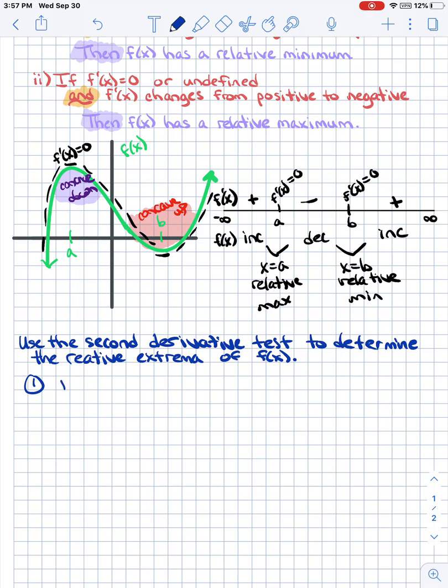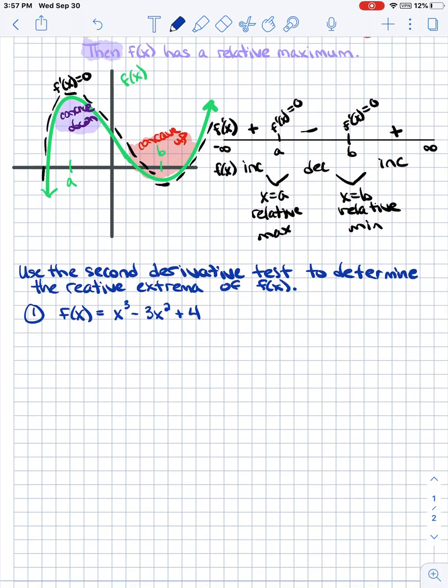Let's say we've got this function right here that is x cubed minus 3x squared plus 4. So we've got this cubic function, and we're trying to determine relative extrema. In order to do that, let's first find the derivative. So we're going to find those critical numbers, the points where the derivative will equal 0. So those are our potential mins or potential maximums, potential extrema. So let's find the derivative.